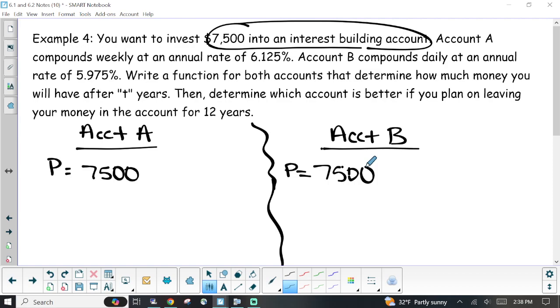The other thing that's not going to change between the 2 accounts is how much time I would let it sit there. Both of these accounts, I want to determine which one is better for me, which one's going to make me more money after 12 years. So I want to compare that amount of money for 12 years in both accounts. But the thing that's going to be different when you go to a bank is your interest rate, and then how often it compounds interest. So I'm going to have different R's and different N's for both banks.